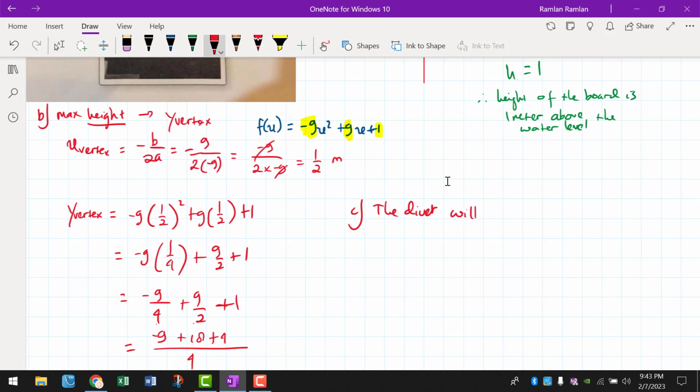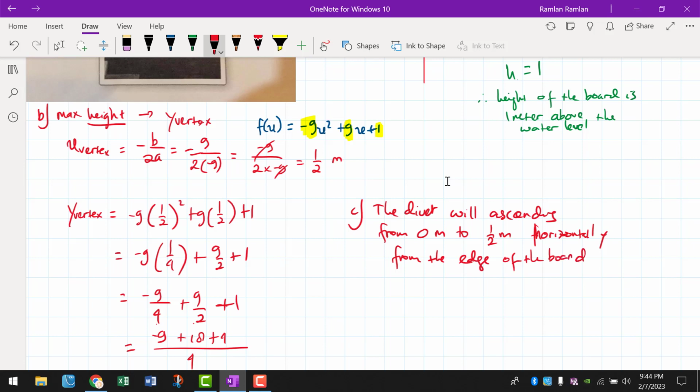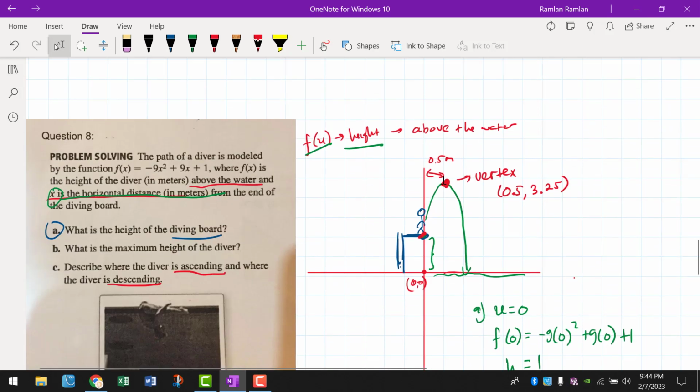So we can say that the diver will be ascending from 0 meters to half a meter horizontally from the edge of the board, and will descend after that. After half a meter going horizontally from here to here, which is only half a meter, he will go down, which means he is going to be descending.